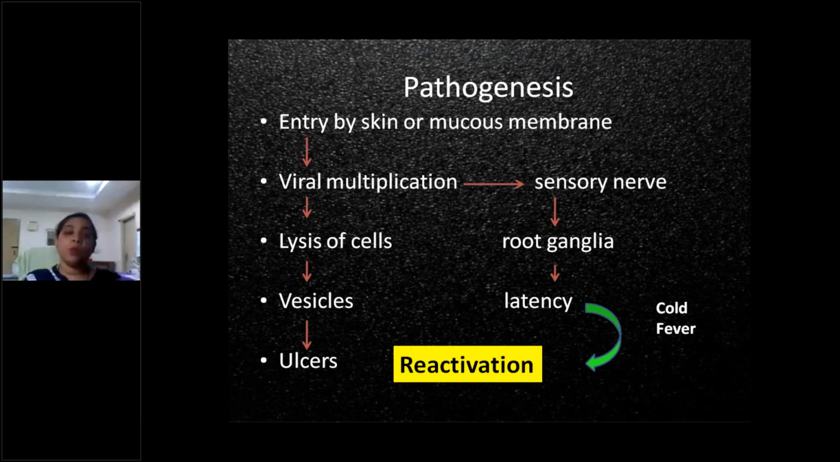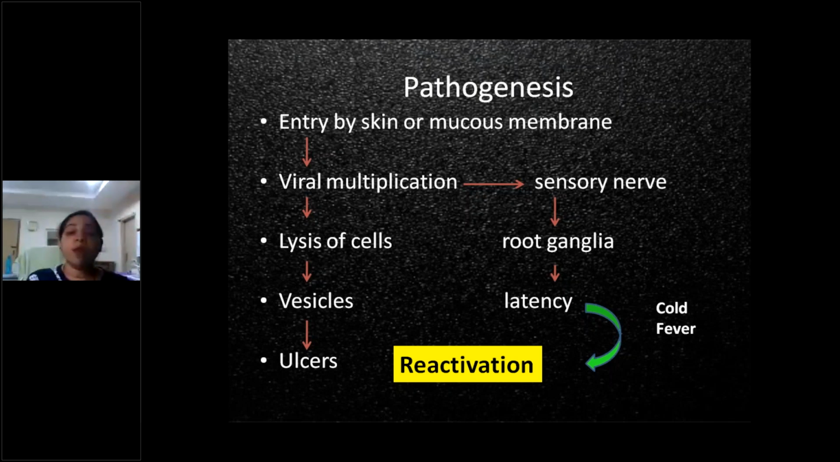Pathogenesis. Now we will learn how pathogenesis occurs. So how does man acquire infection? By contact with contaminated saliva, tears, genital secretions, etc. The virus enters by skin or mucous membrane, and they multiply. Multiplication of the virus inside the cells of the body causes lysis of cells, which leads to the formation of vesicles and finally ulcers.